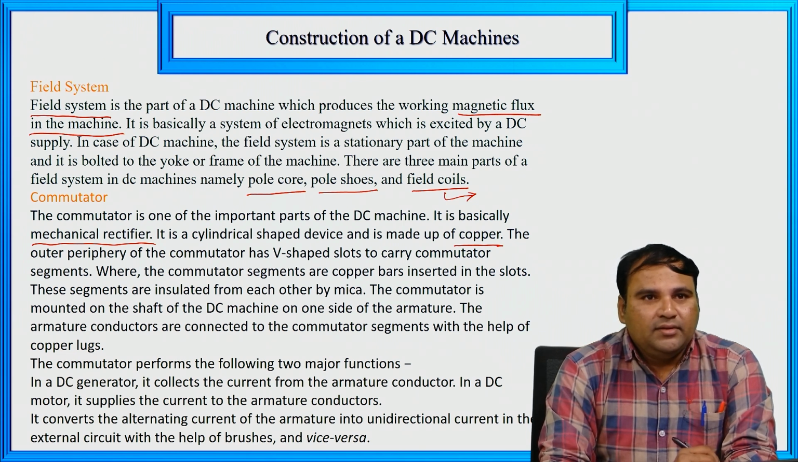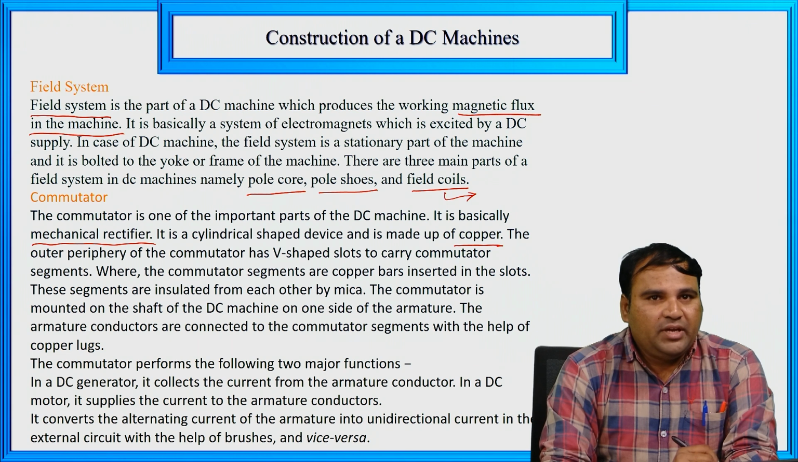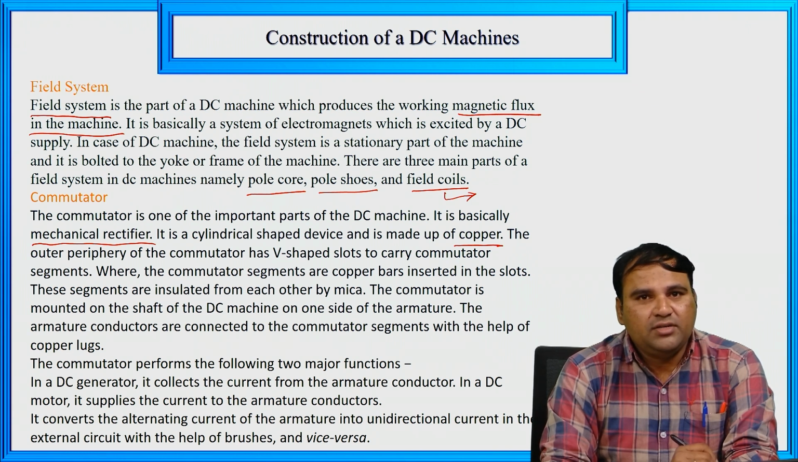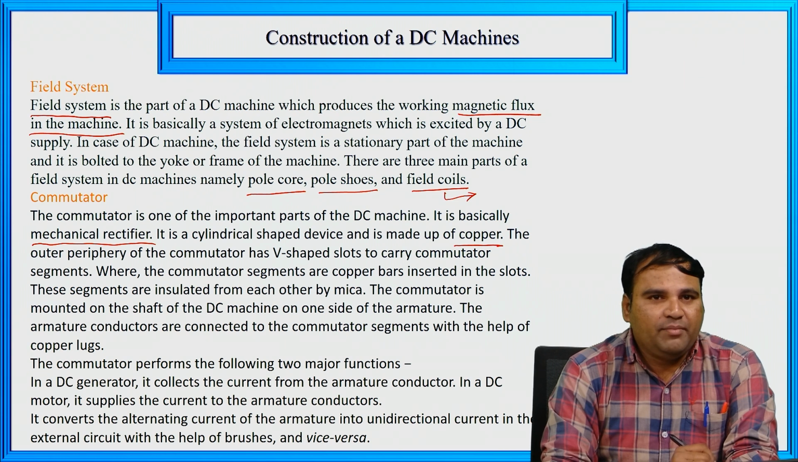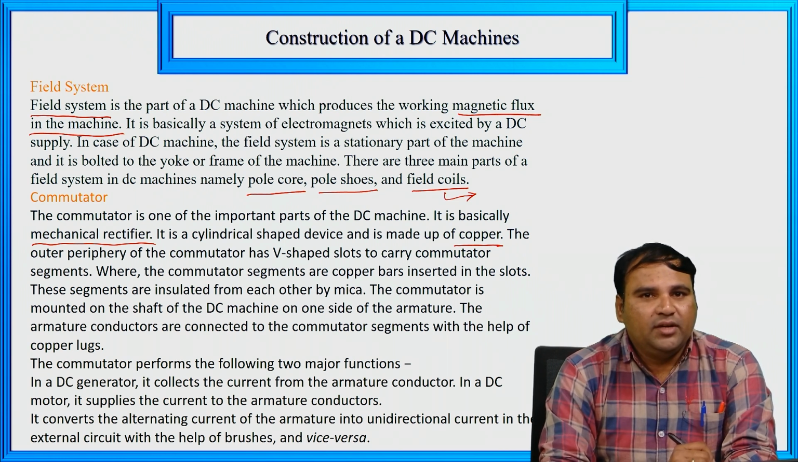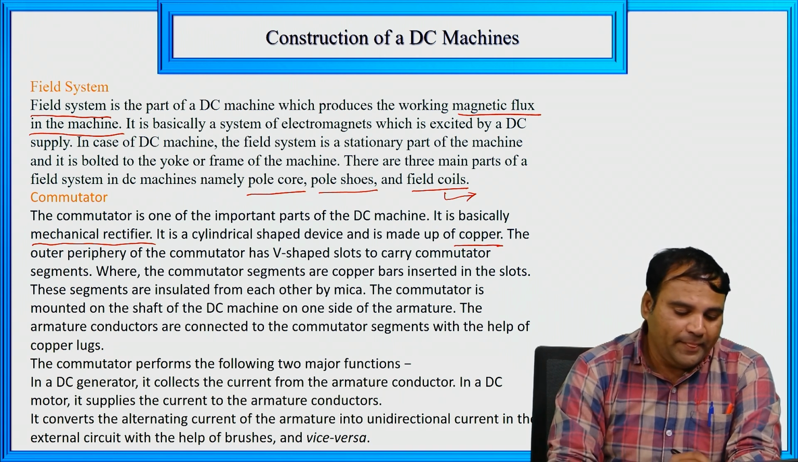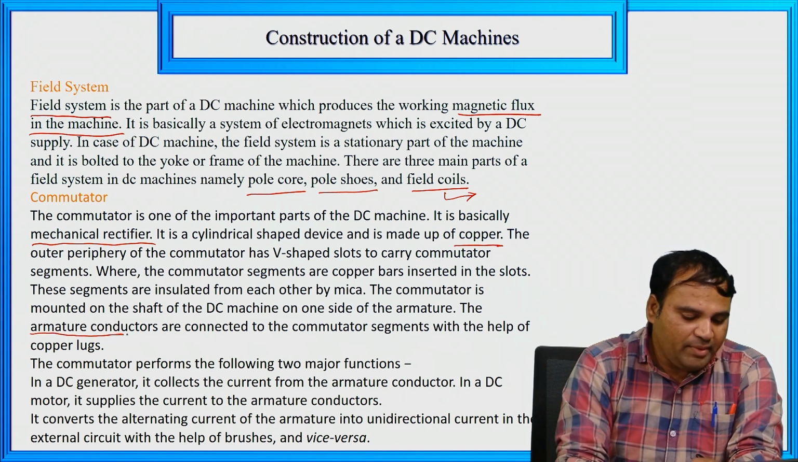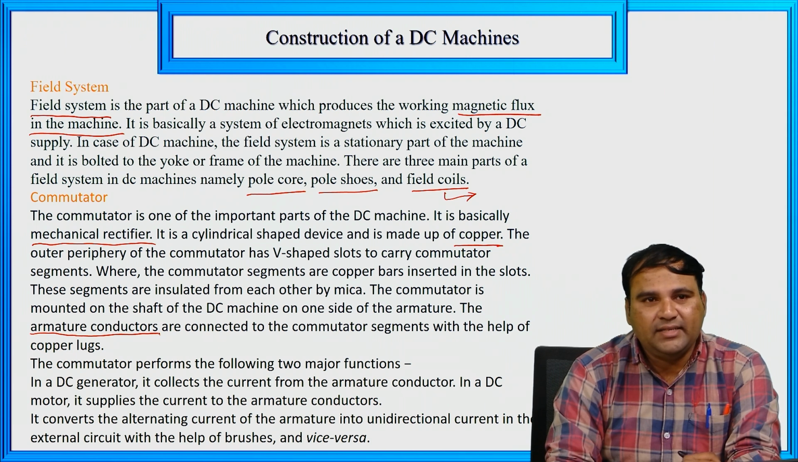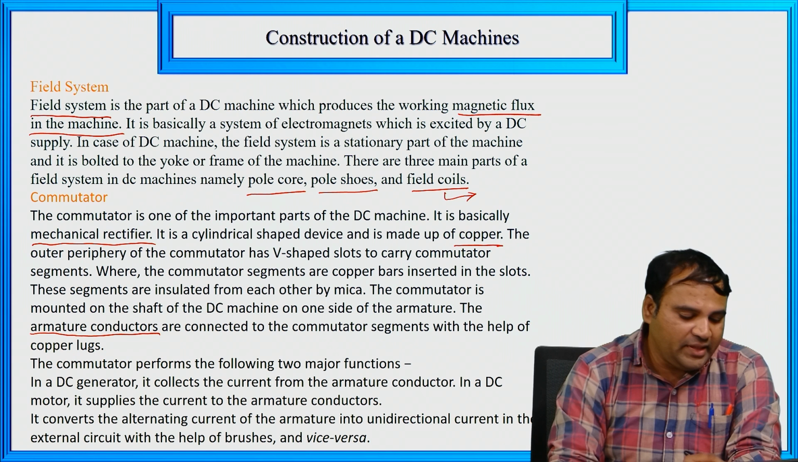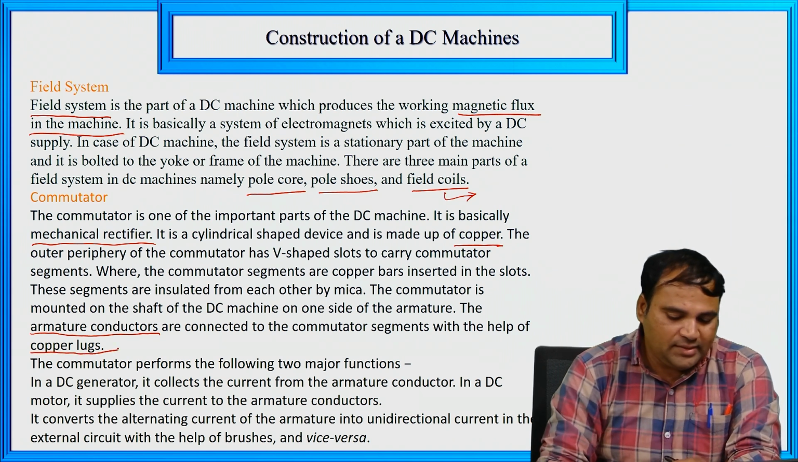The outer periphery of the commutator has V-shaped slots to carry commutator segments, where the commutator segments are copper bars inserted in the slots. The armature conductors are connected to the commutator segments with the help of copper lugs.